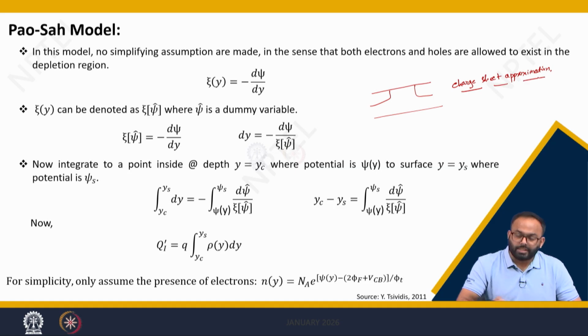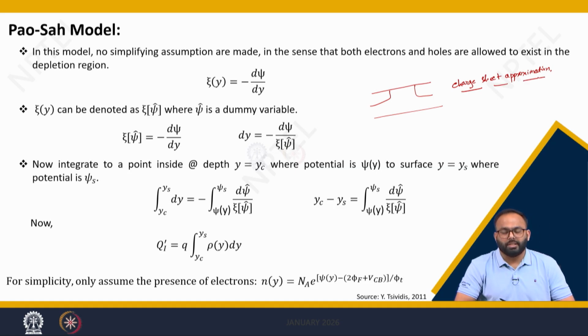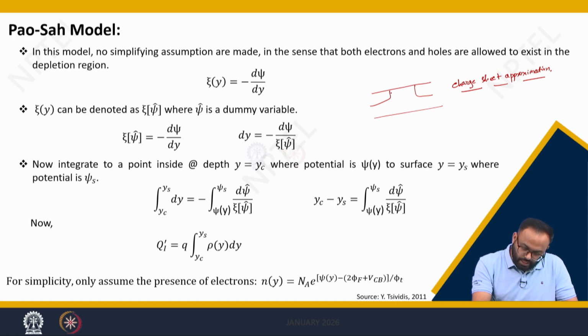Instead of considering the charge sheet approximation, the Pao-Shah model considers that in the channel we do have electrons, holes, as well as the ions, which is Na minus Nd or Nd minus Na to be specific. So we will use this model to calculate the overall current that flows between the drain terminal and the source terminal, which is nothing but IDS. Let's do some small mathematics to find out what the Pao-Shah model is.